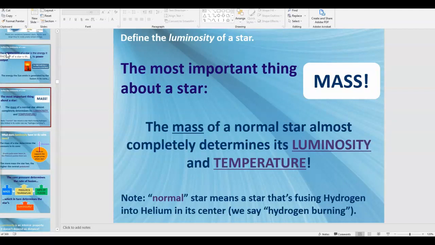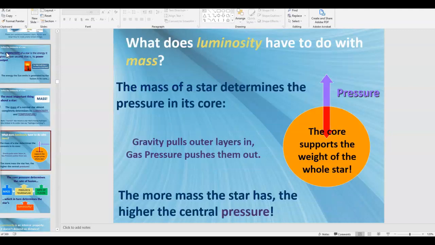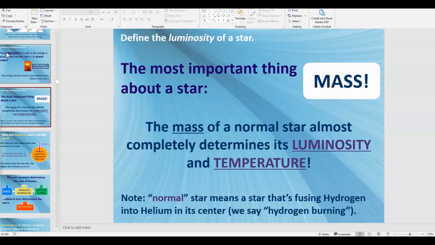Primarily, that luminosity, that power output, comes from mass. In fact, the mass of a normal star almost completely determines both its luminosity and temperature. The reason is that the more mass you have, the more gravitational force pulling things in. If you have more gravitational force pulling the hydrogen in, you get higher temperatures. And if you get higher temperatures, you have a hotter star, and therefore a more luminous star because it's giving off more power. So the mass of a star, or really the mass of the gas cloud that formed the star, is what determines the outcome of the star, how big it's going to be, how hot it's going to be, etc.